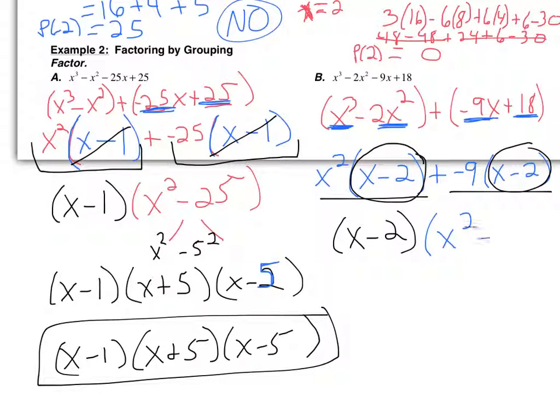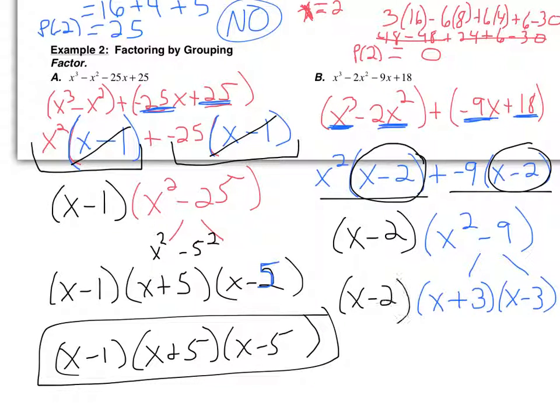is x squared minus 9. And I know that that's the difference of squares. So I have x plus 3 times x minus 3. And x minus 2 is still there, because this is really x squared minus 3 squared. And then my final answer, x minus 2, x plus 3, x minus 3.